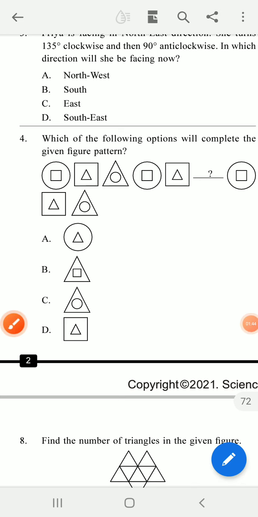C is the answer because look at it, in a circle there is a square, in a square there is a triangle, in a triangle there is a circle, and in a triangle there is a square. You can easily find out the answer.